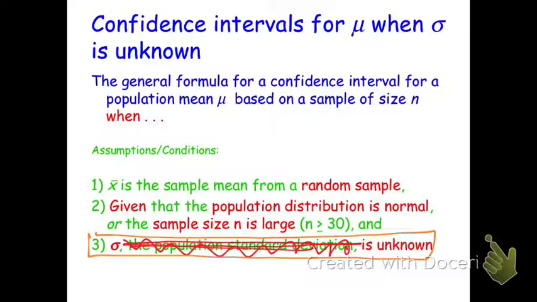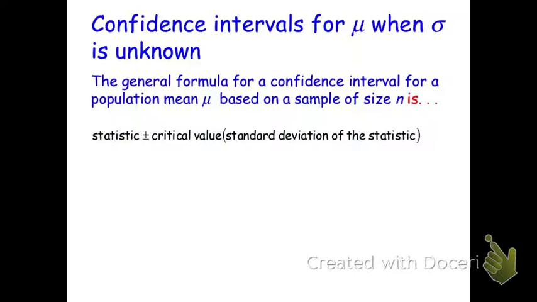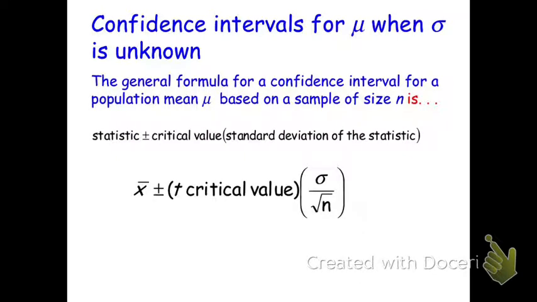Okay. Cool. So now we have two ways that we can tell if it's normal. It's either given to us or the sample size is greater than 30. So random sample, we know that one. Normal, second one. Sigma is unknown will be the third one. Even if it's given, it's not ever going to be known. You will not.